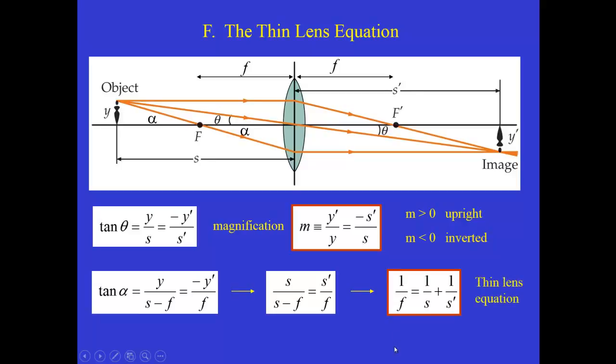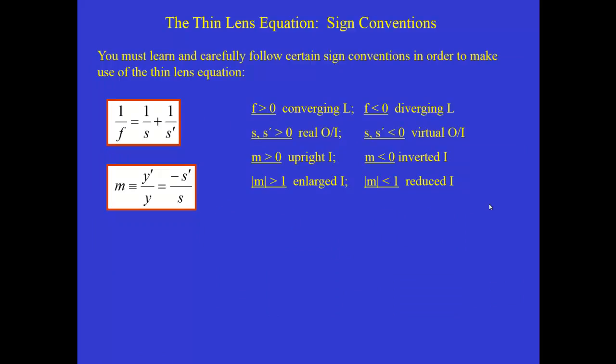And this is called the thin lens equation. This is going to be the quantitative relationship that we will use if we're given an object position, a focal length, and a lens position. Then we can figure out where the image is located. We can also find out whether the image is enlarged or reduced in size, and whether it is upright or inverted. So, a couple of sign conventions.